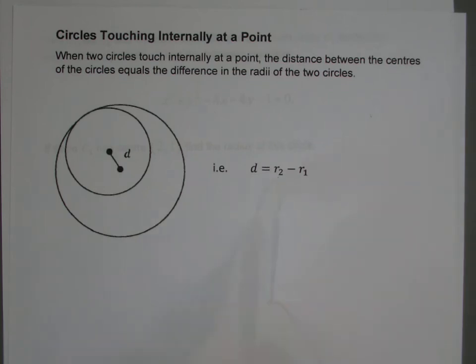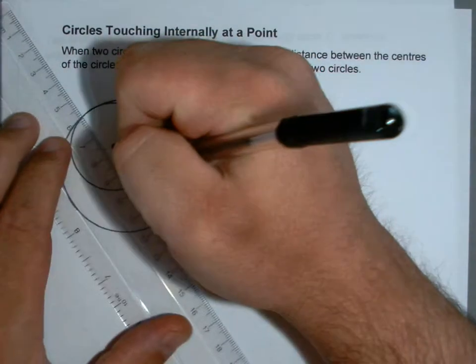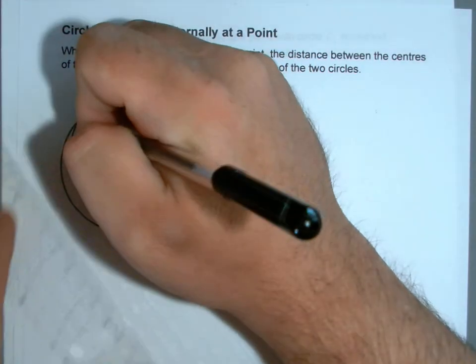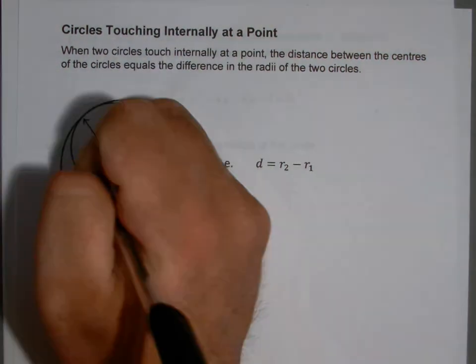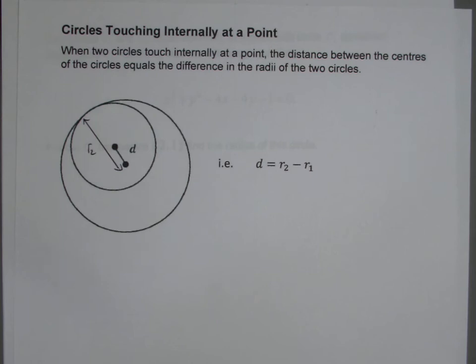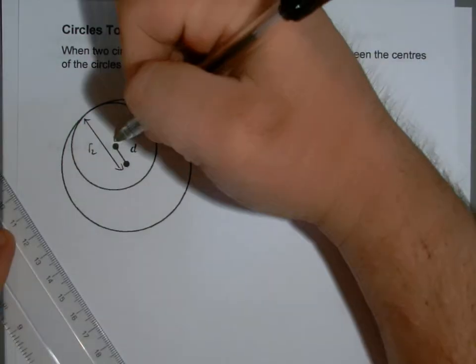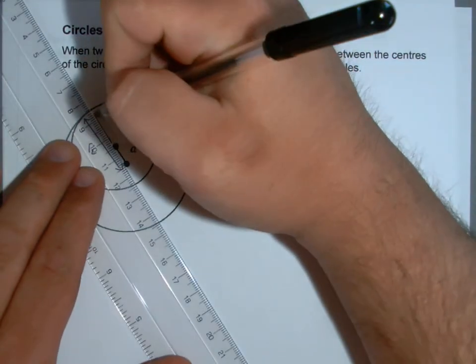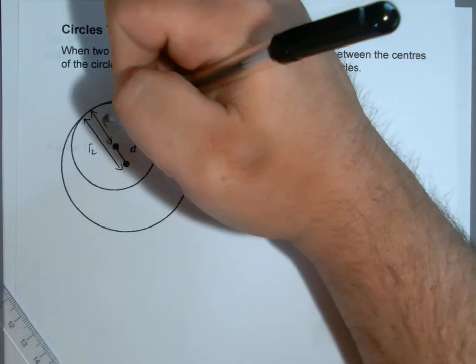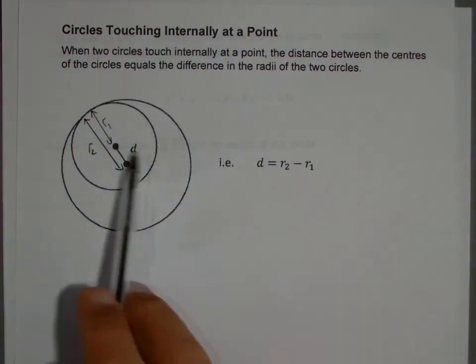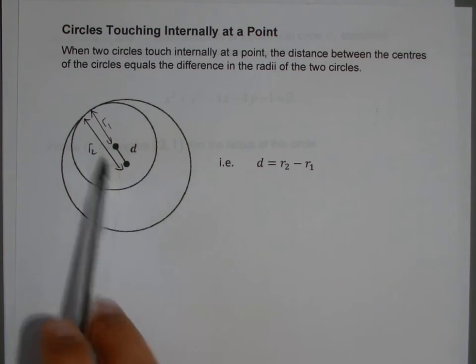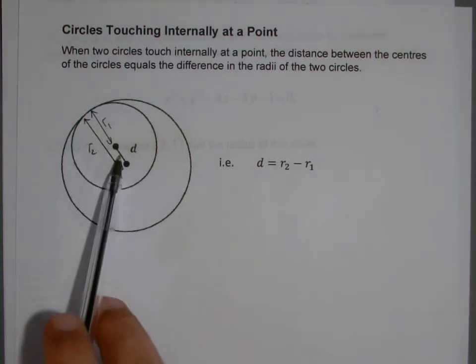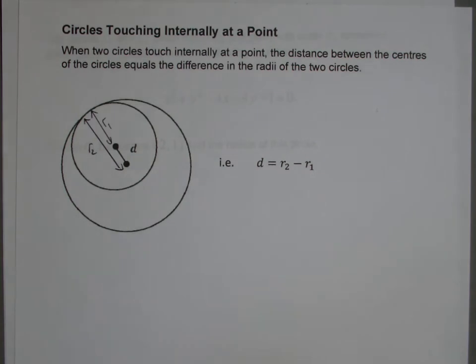If you think about it logically, that will make sense, won't it? If R2 represents the radius of the larger circle, let me draw that in there. From the center of the larger circle there will be R2, and then the radius of the smaller circle going from there to the circumference will be R1. The distance has got to be the difference between these two. It's got to be the bigger radius take away the little radius. That will be the case here.